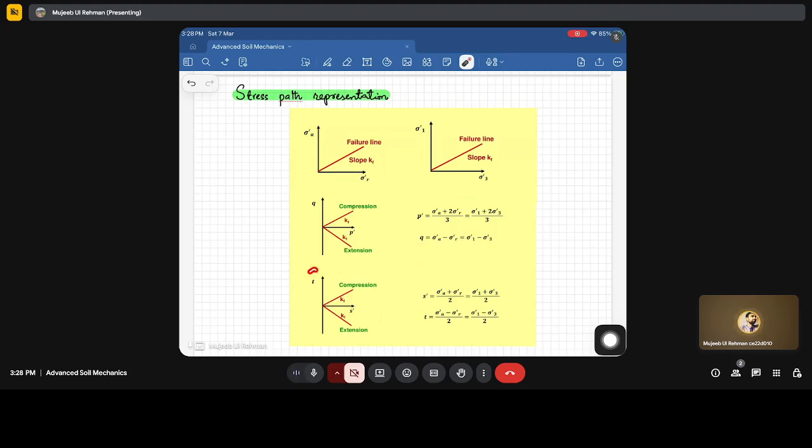Or we can give it in terms of t and s' plot, fine, where s' is the average of sigma a' plus sigma r', and t is the difference, sigma a' minus sigma r', divided by 2, fine.